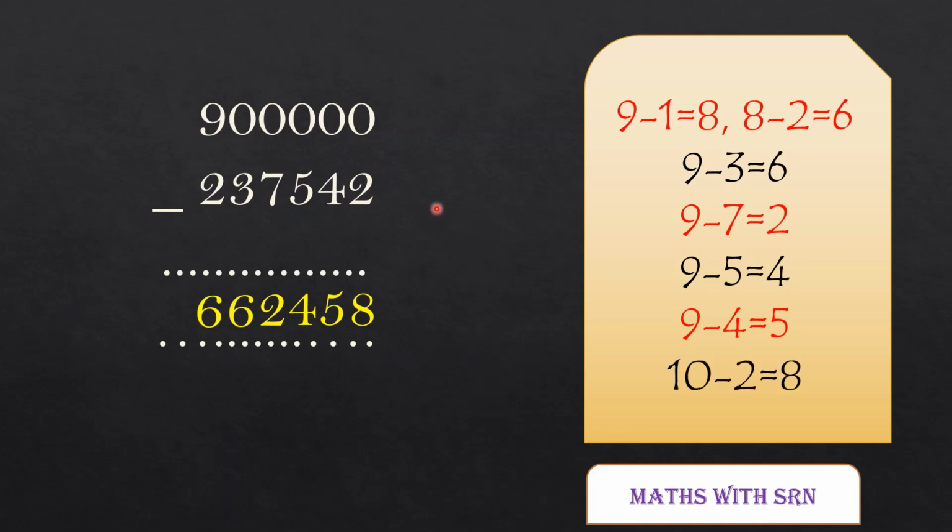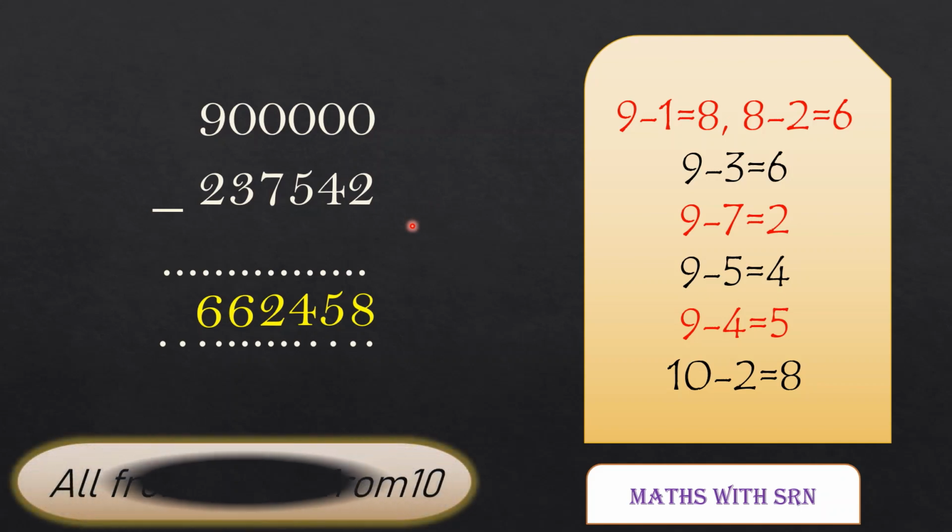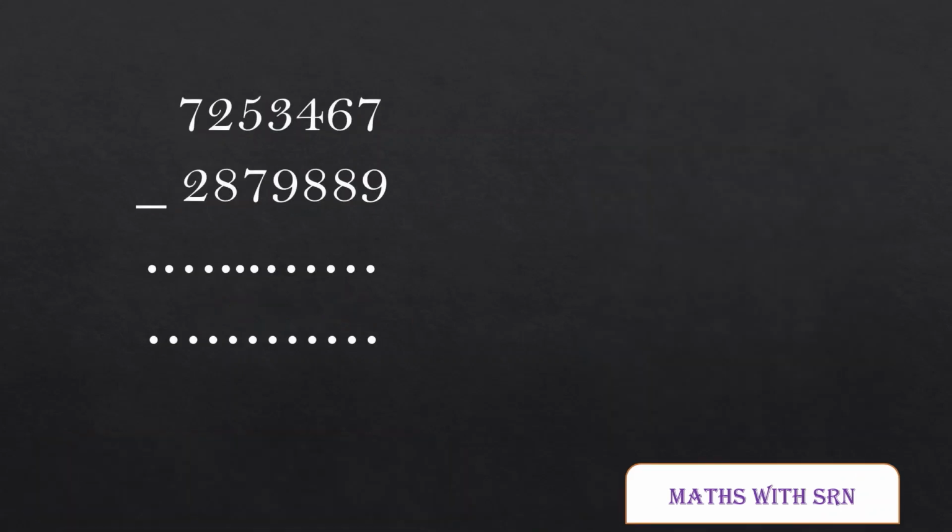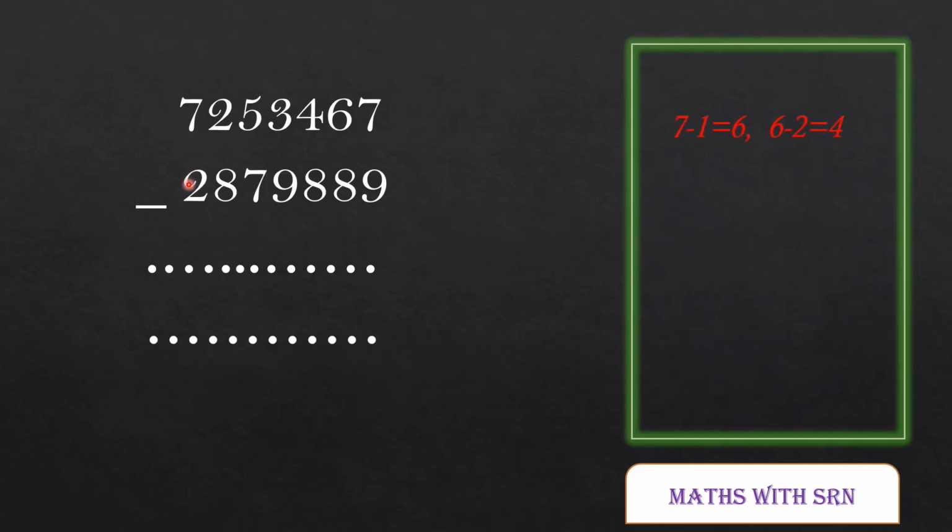This is the example. Let us see another example. All from 9, last from 10. Friends, observe here. What can we do first? Yes, 7 minus 1. First of all, subtract 1 from the most left digit in the first row. And what is the result? 7 minus 1 is 6. 6 minus 2 is 4. Yes, right, 4 is here.